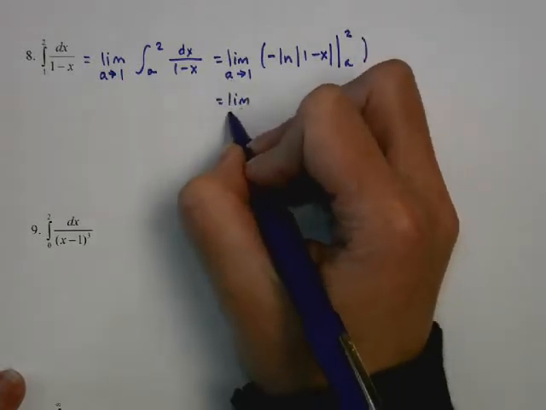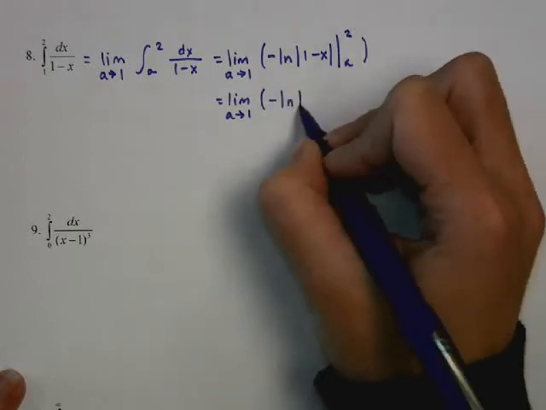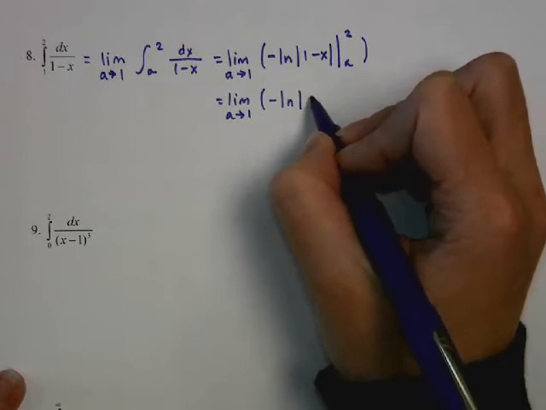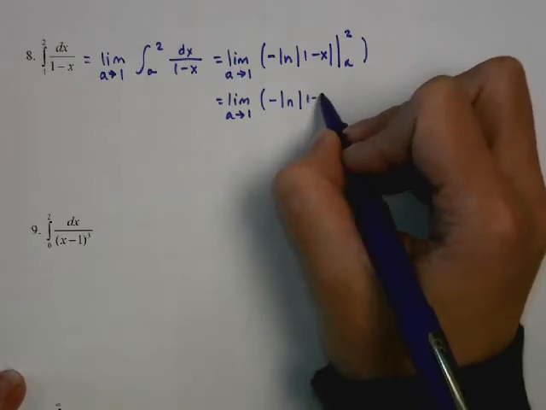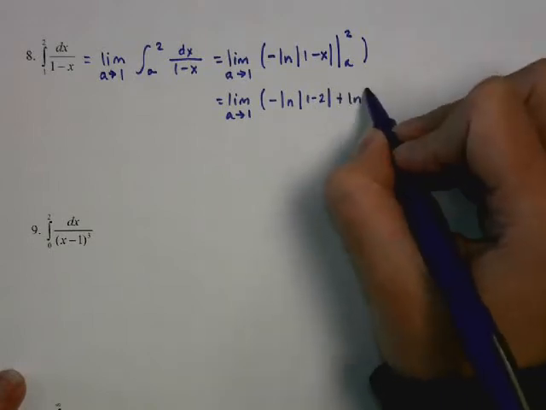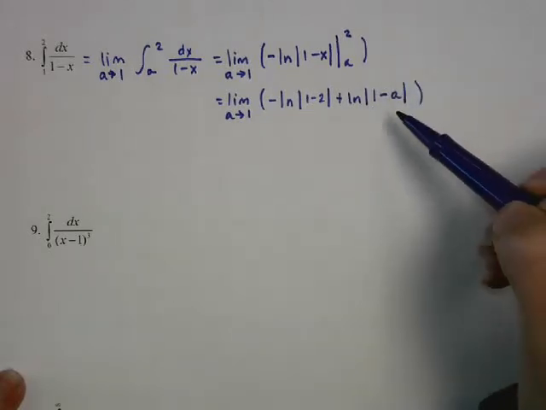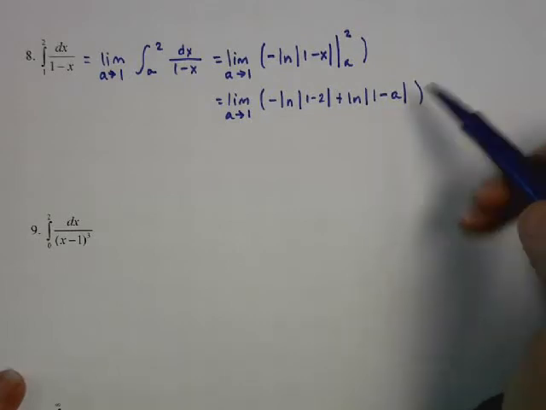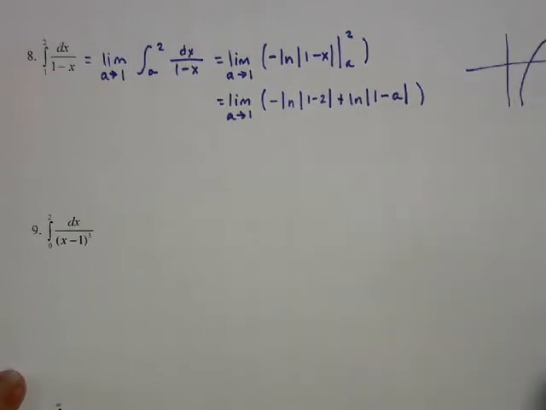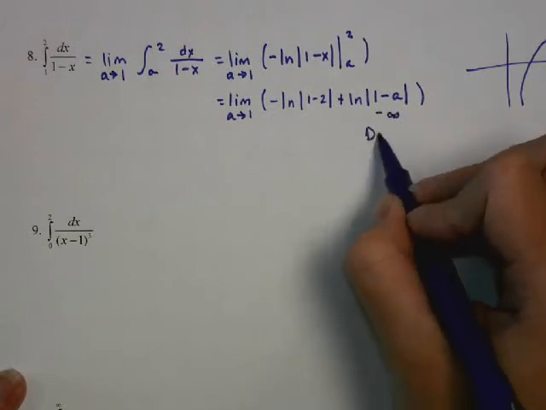So this is going to be the limit as a goes to 1 of negative natural log of 1 minus 2, minus the negative, so I'm going to make that a plus, natural log of 1 minus a. Here, we're looking at the natural log of 0, and natural log looks like that. So as we go to 0, this is going to negative infinity, which means this is divergent.